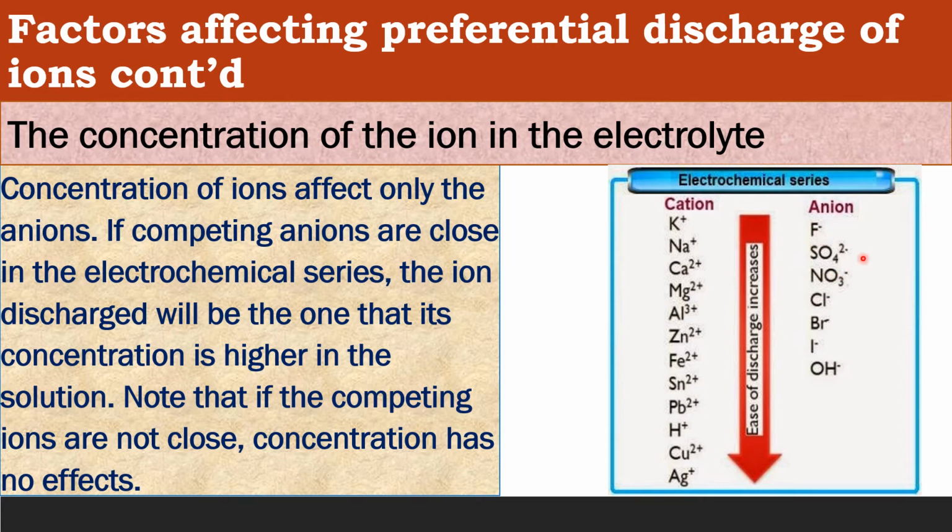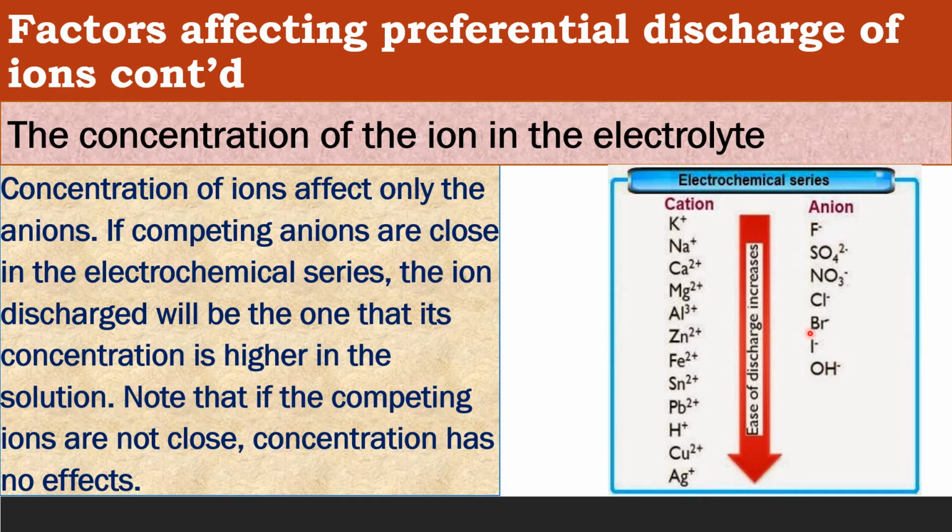But in the electrochemical series, the two of them are far apart from each other. This is OH- and this is SO4 2-. So because the two of them are far apart from each other on the electrochemical series, we cannot use their concentration. So what we are going to do is go back and use the first factor, which is what? Position of ion in the electrochemical series. And of course, the one that is lower in the series will be the one that will be discharged.